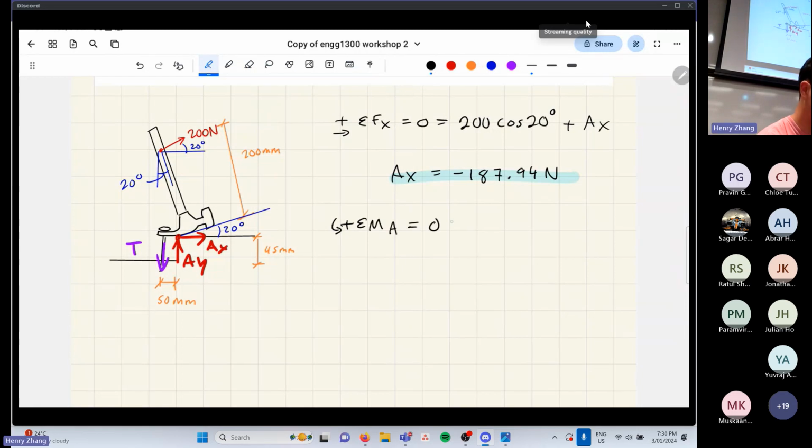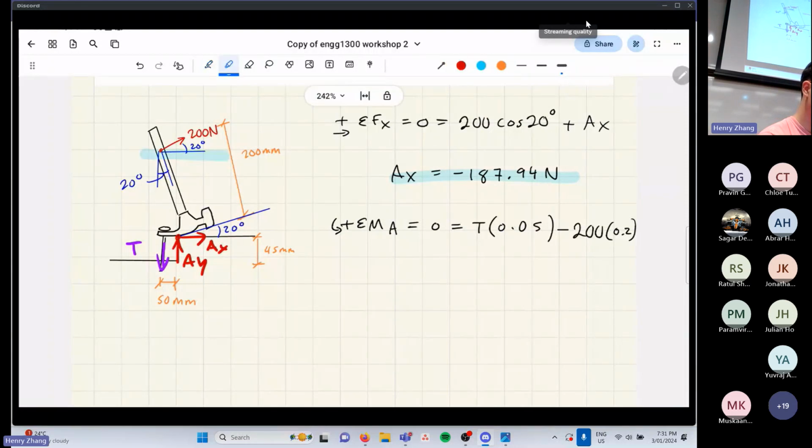So we're going to take moments about A to solve for T. T is 50 millimeters away, and this time I've decided to convert the lever arms to meters straight away, so let's do it like that. And same with this one. Because you can think of it like this.